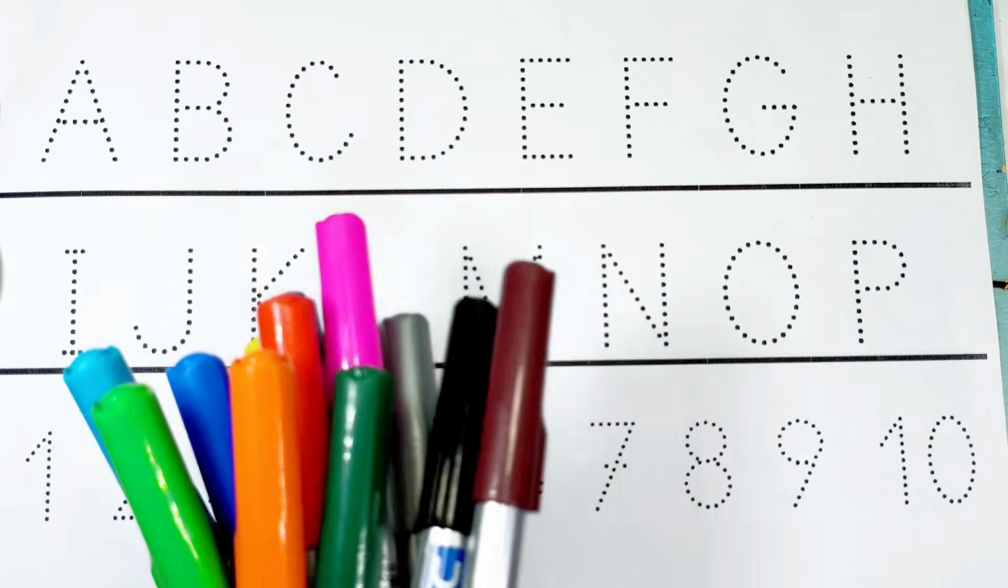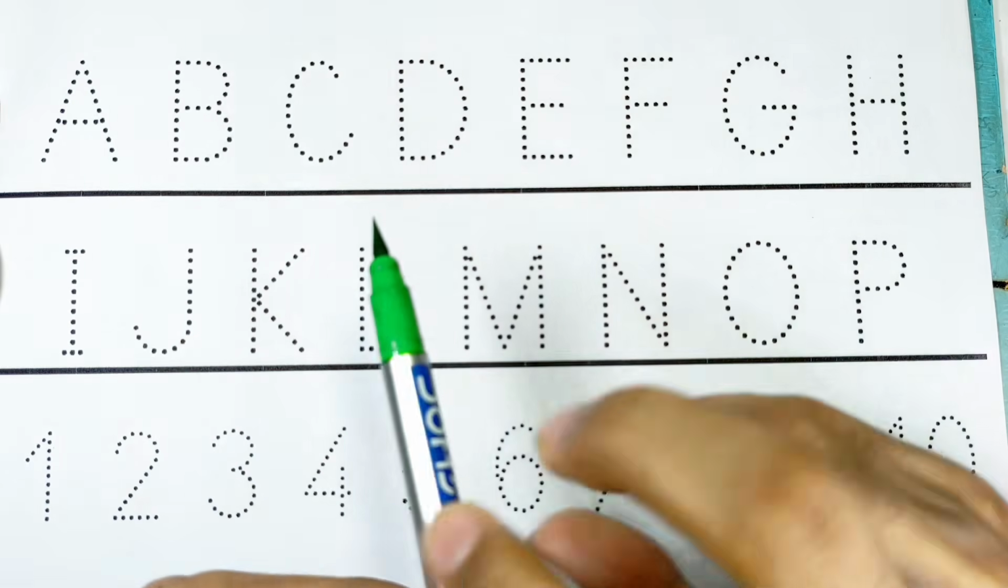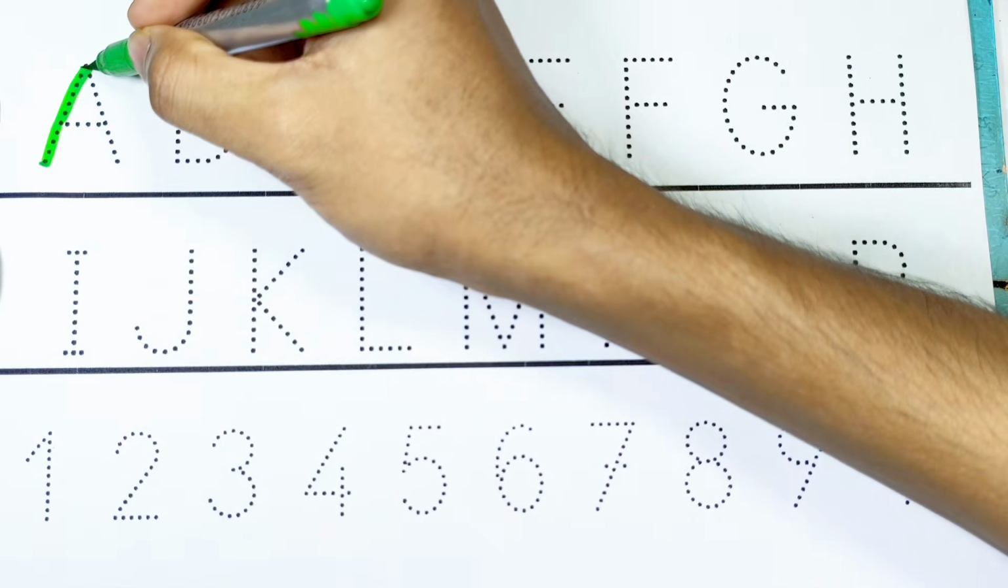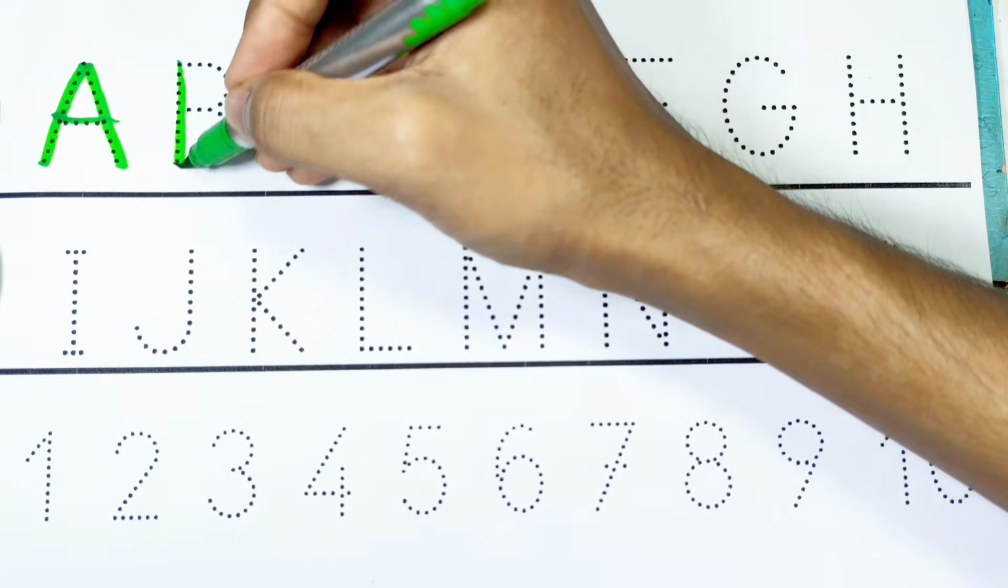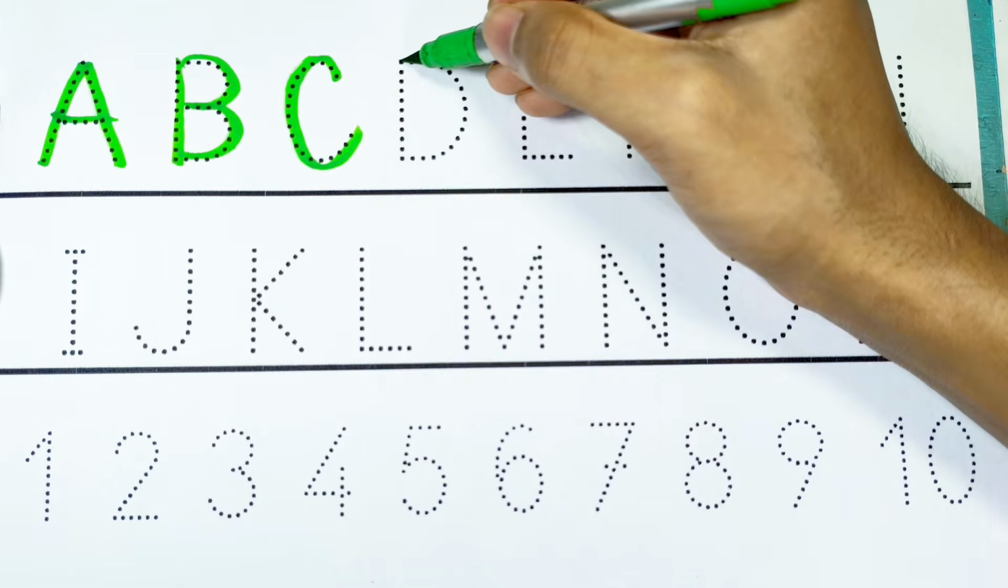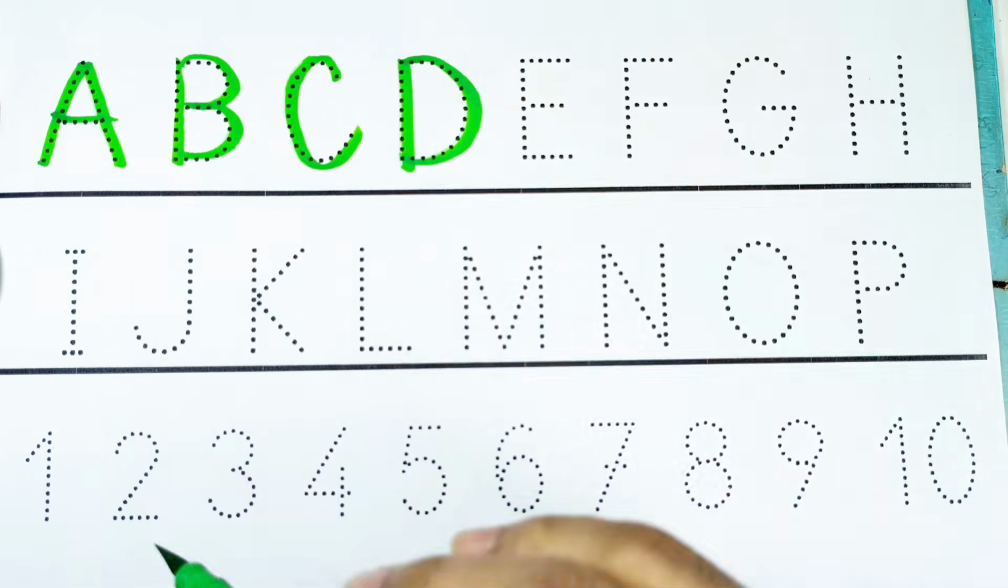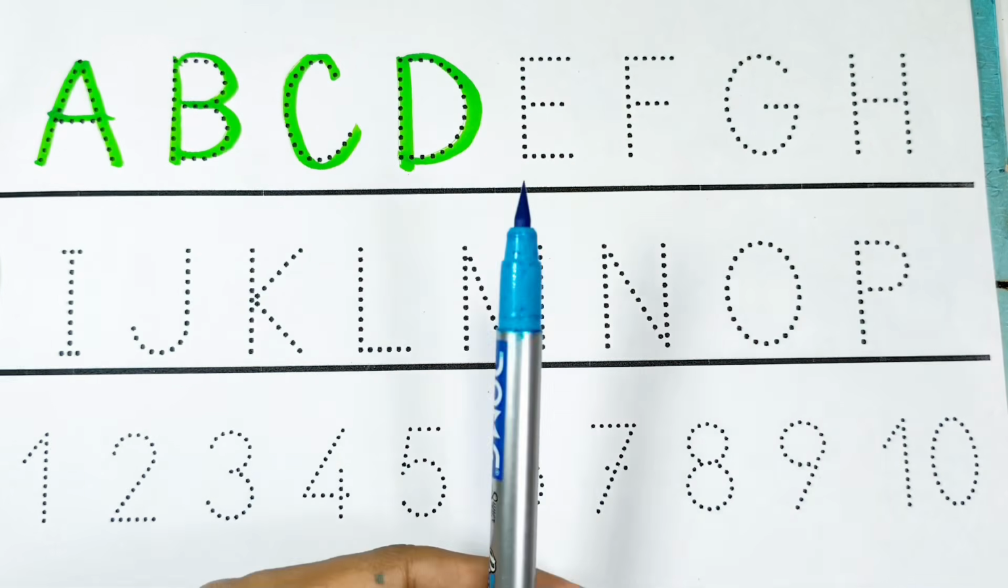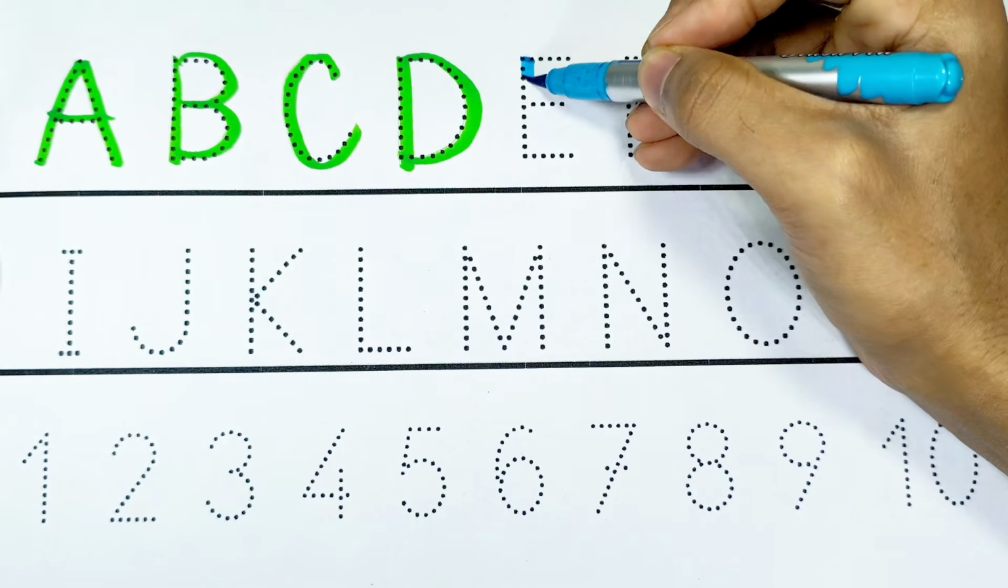Now we're writing alphabets. Light green color, the alphabet of A. The next one is B. C for cow, C for cat. D. D for dog, D for doll. Stay with us. Now we're using the color of sky blue.